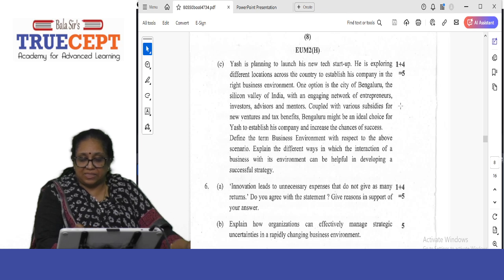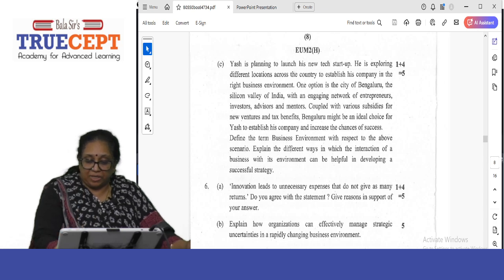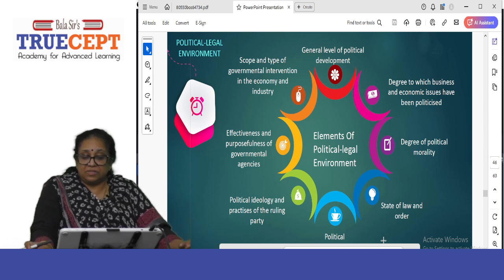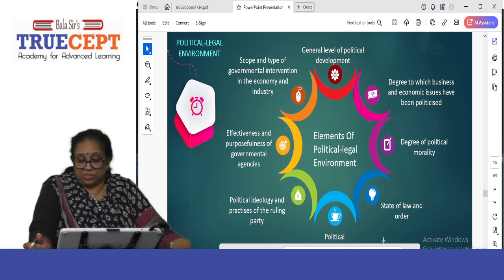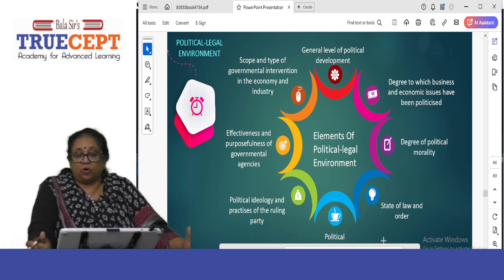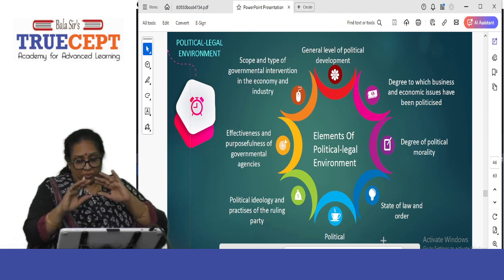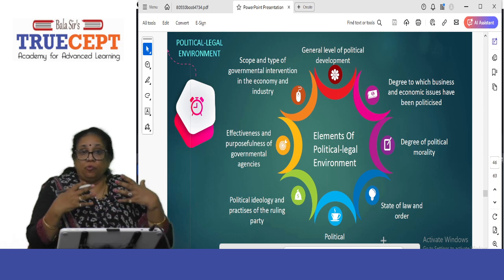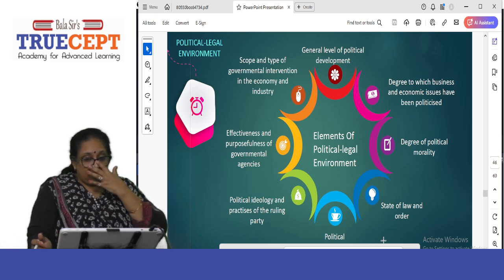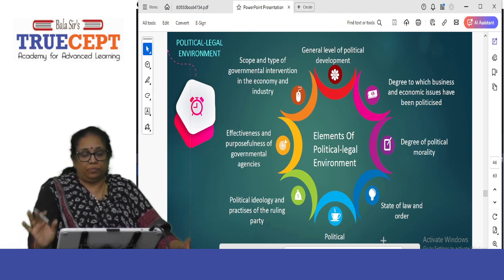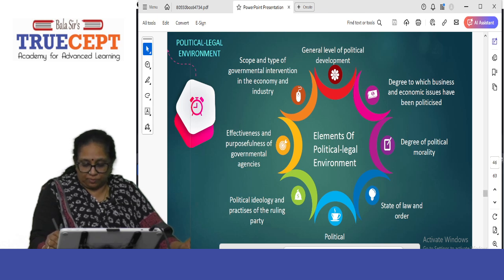coupled with various subsidies for new ventures and tax benefits. This comes from the political legal environment only. So the effectiveness or purposefulness of governmental agencies, the scope and type of governmental intervention in the economy and industry, etc. Totally, we are talking about the political conduciveness of how well you can run a business, and at the same time the political stability that helps a business to grow. That is all we are talking about.